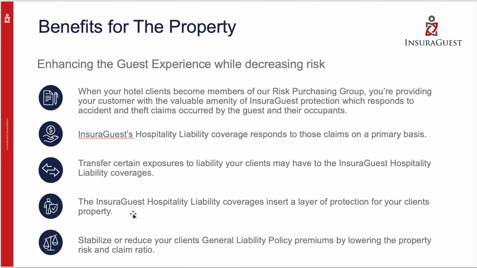which what we're seeing today is helping them lower or stabilize their general liability premiums. As a matter of fact, we're seeing brokers go to the carriers and saying, hey, we're going to insert InsuraGuest. We want a discount. And in some instances, we're seeing anywhere from 3 to 10% discount out of the gate, which is huge. It's one of the first times that a hotel has ever been able to implement a product that is actually going to reduce their risk, reduce their claim ratio, and help them control that general liability premium.